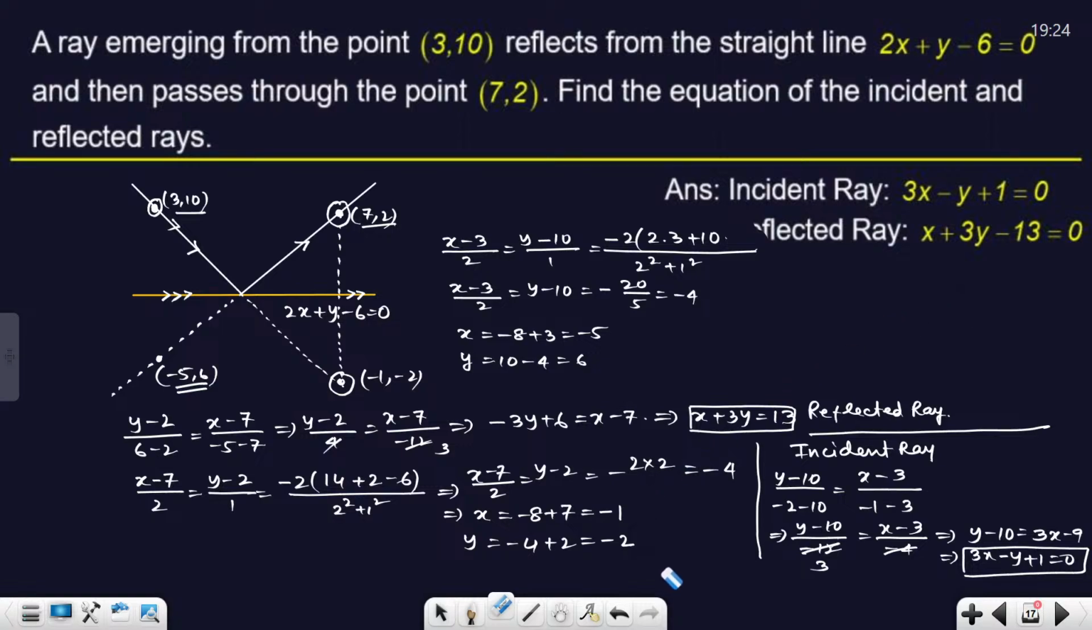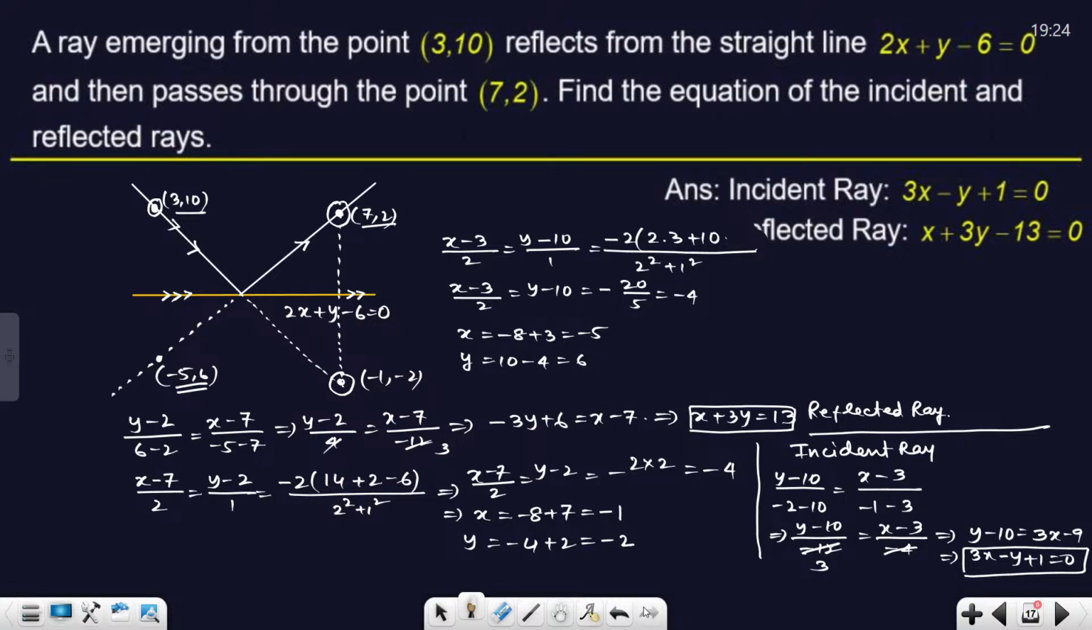So this is the way how we find out the equations. Simply what I have done, remember this thing. Whenever you see that there is an incident ray and the reflected ray and you are required to find out the equation of any of these rays, all you will do is find out a point, or if the point is given, then there is no problem. So find out its image with respect to the line mirror.